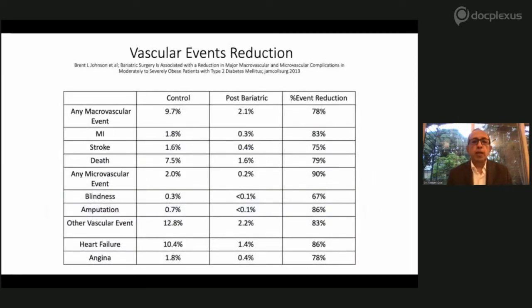There is another study which has shown that macrovascular events reduced by 78%. That means myocardial infarction reduced by 83%, stroke reduced by 75%, and deaths related to diabetes complication reduced by 79%. And then microvascular events reduced by 90%, like blindness reduced by 67%, amputations, which are so common in our country, reduced by 86%, and other vascular events reduced by 83%. And not only that, even heart failures reduced by 86%, and angina in these cases reduced by 78%.